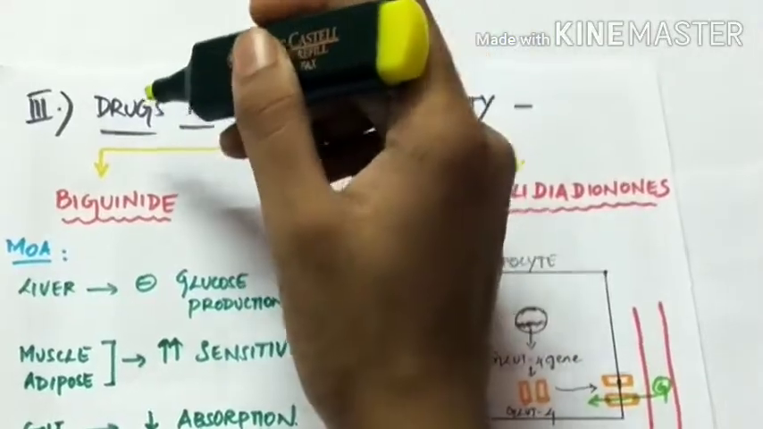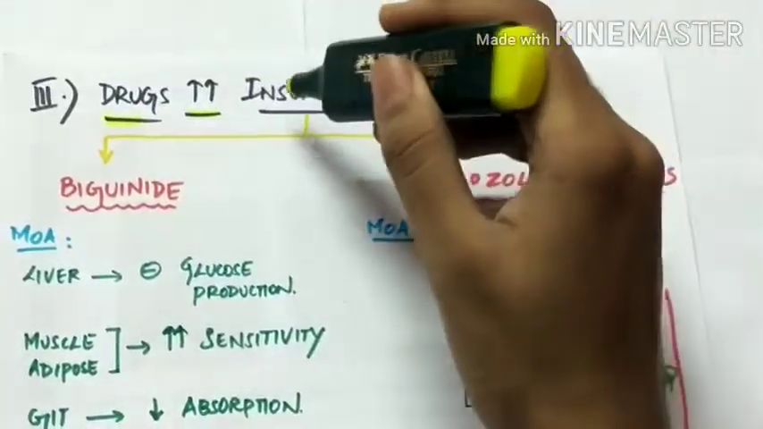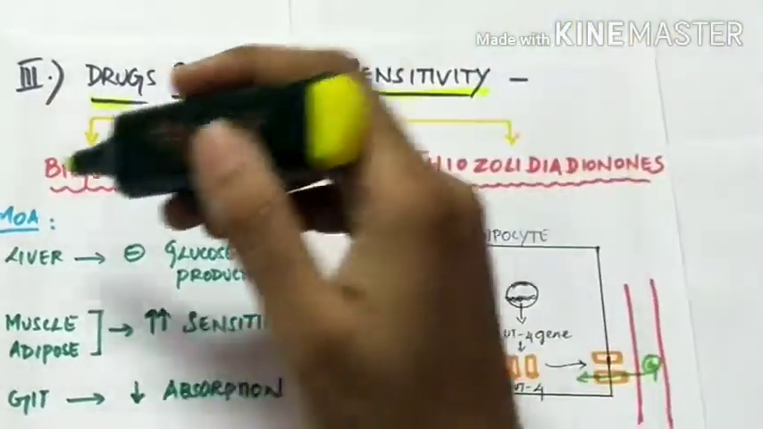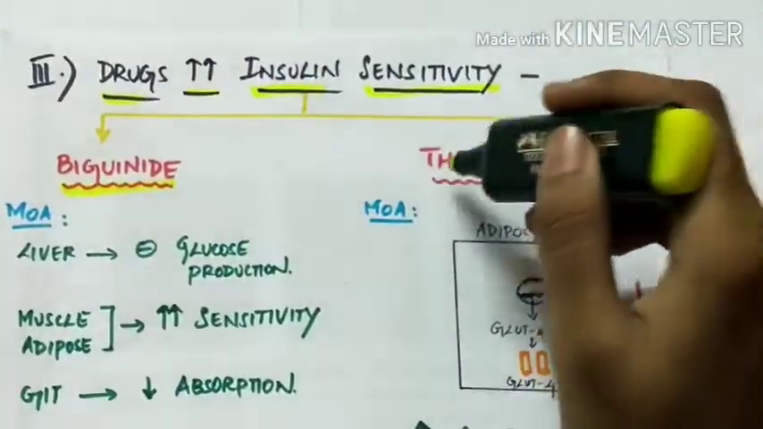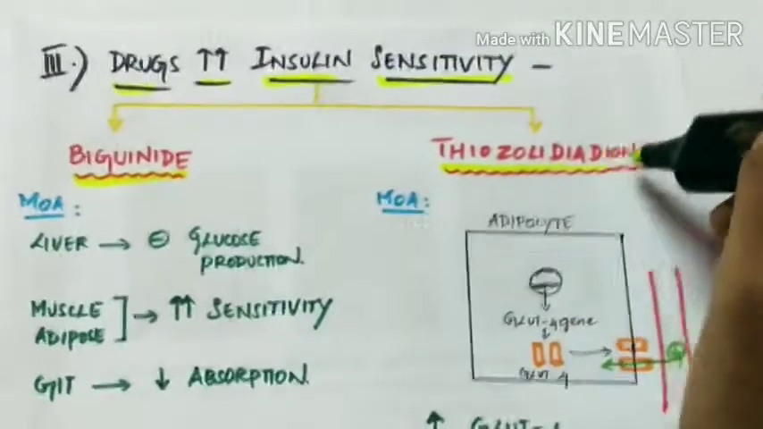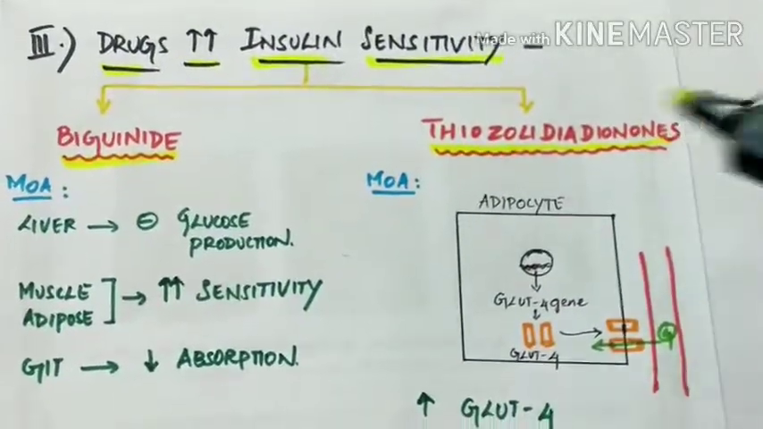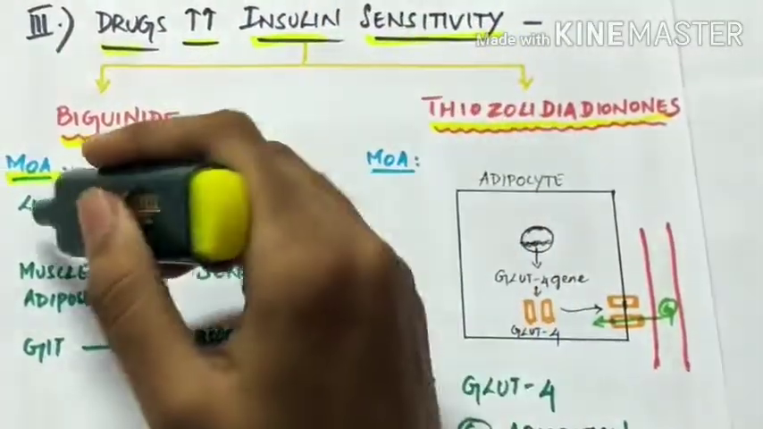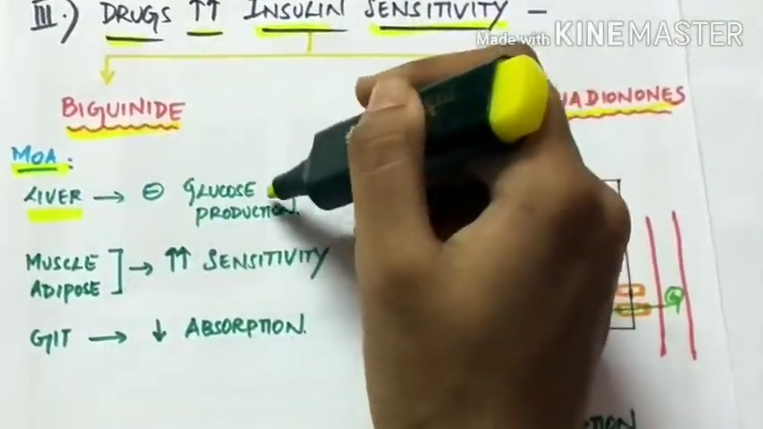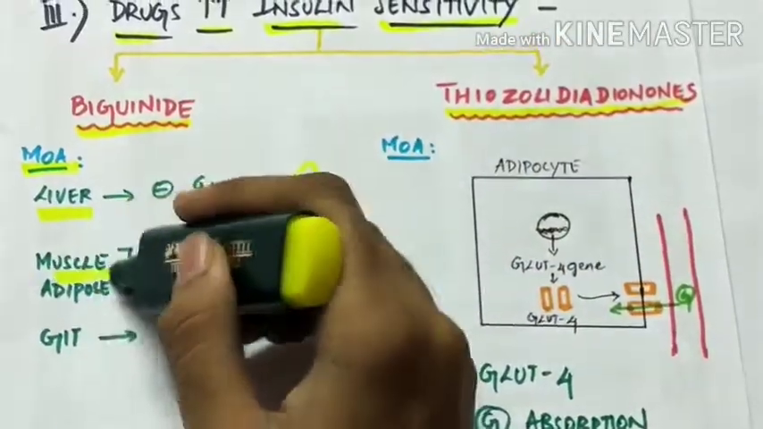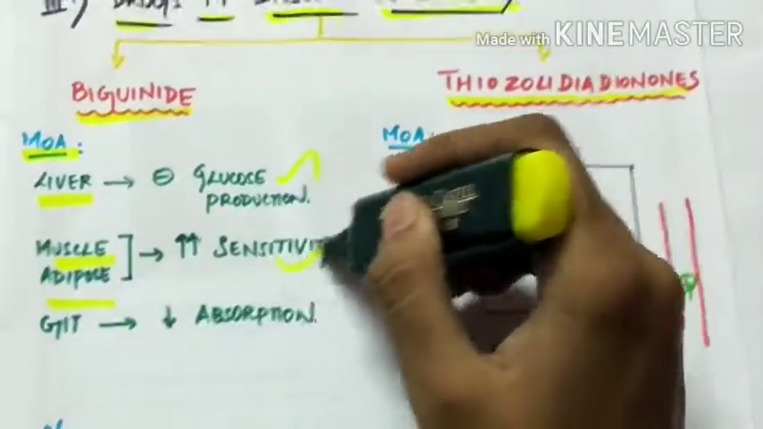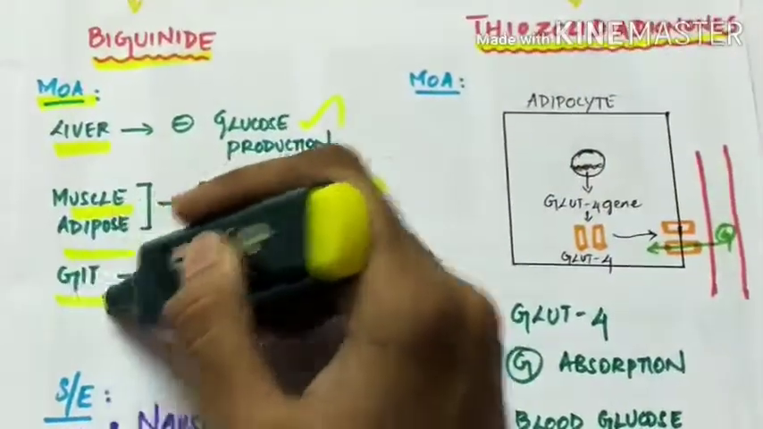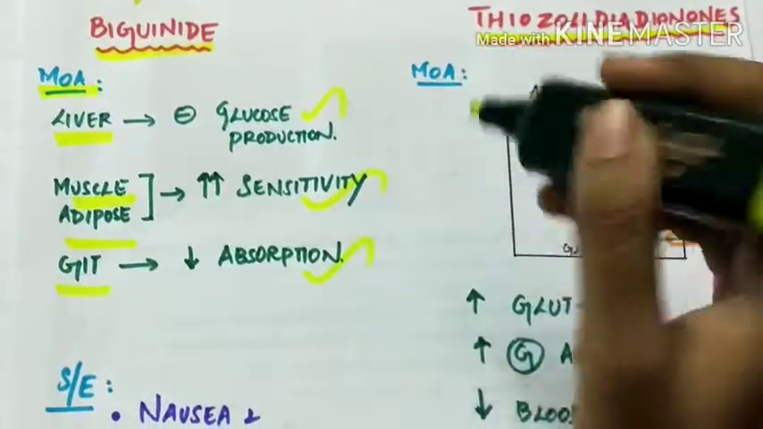The third group of drugs are the drugs which increase the insulin sensitivity. There are two groups of drugs, biguanides and thiazolidinediones. The mechanism of action of biguanides: in the liver, they inhibit the glucose production; in muscle and adipose tissue, they increase the sensitivity of insulin; in the GIT, they decrease the absorption of glucose.